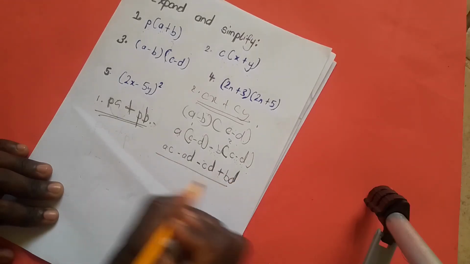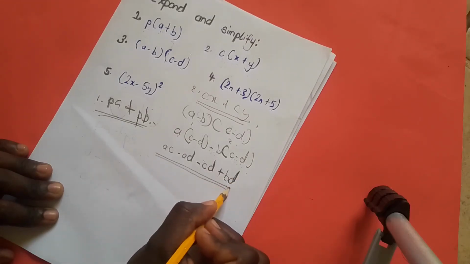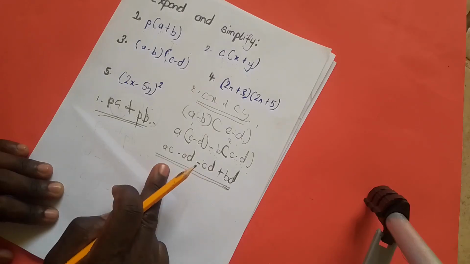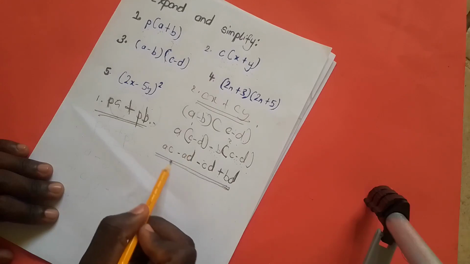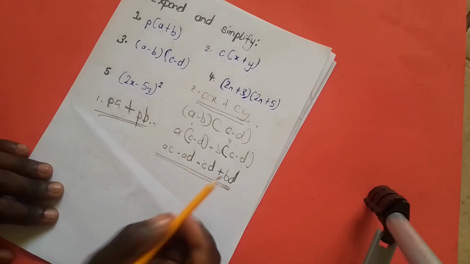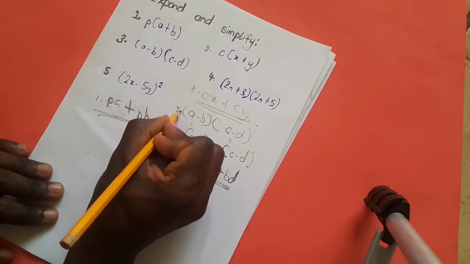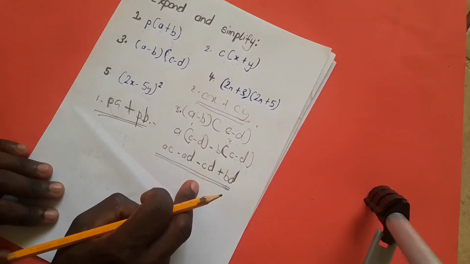Okay, so there are no common terms in this expression. If there were common terms, we're going to add them or subtract them depending on the sign, but there are no common terms in this expression, so we are done. So this is question 3. Question 3, that's how we work it out.